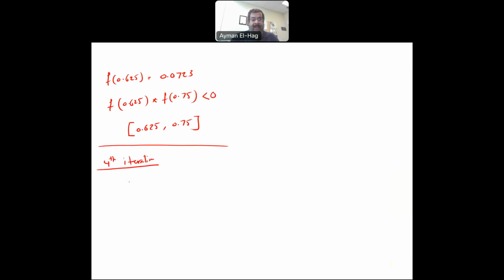Finally, our fourth iteration will take the average, 0.625 plus 0.75 divided by 2, and this will give me a value of 0.6875, and I will stop here. I don't need to go and find the other interval because we are looking for 4 iterations only, and this is the end of the 4 iterations.